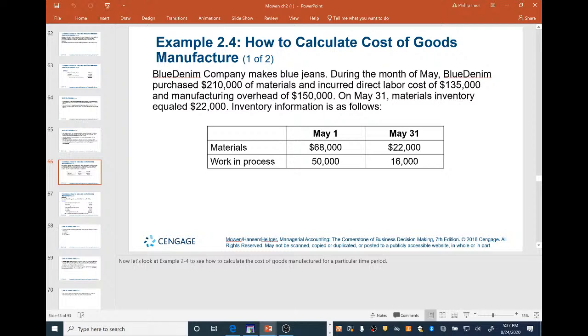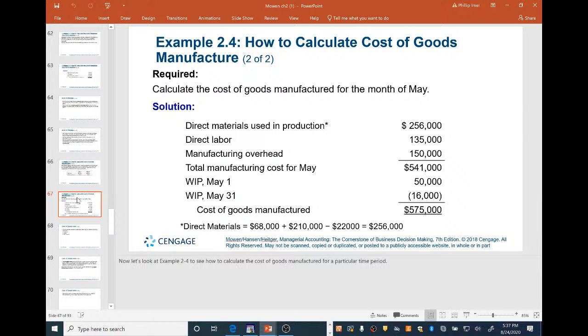So we'll take this information here and then let's see what it's asking us. It wants us to calculate the goods manufactured for the month of July. I just want to work through this one with you all instead of having you try to work through it on your own. So the first thing we want to do is find the direct materials used in production. Does that sound familiar of what we just did? We just found that. So how do we find the direct materials used in production again?